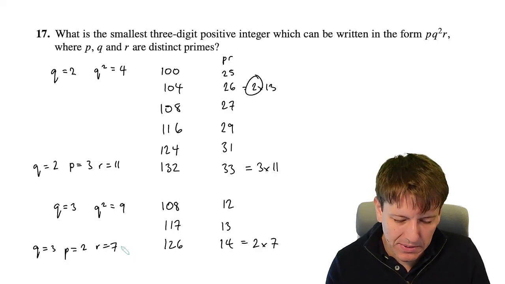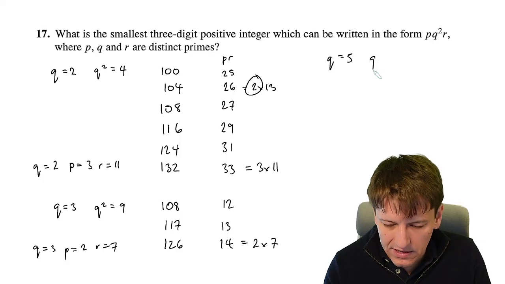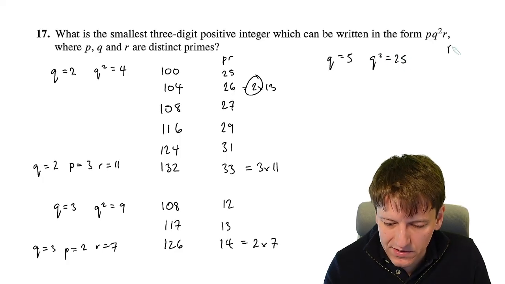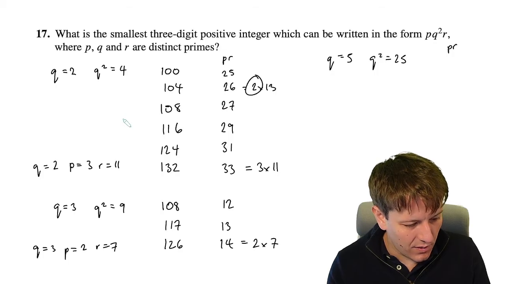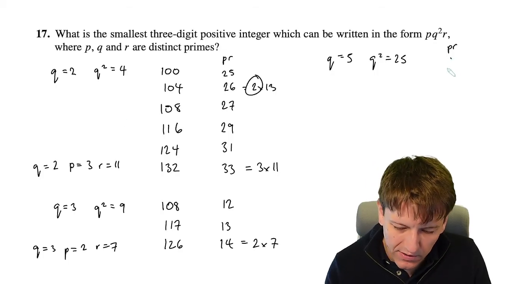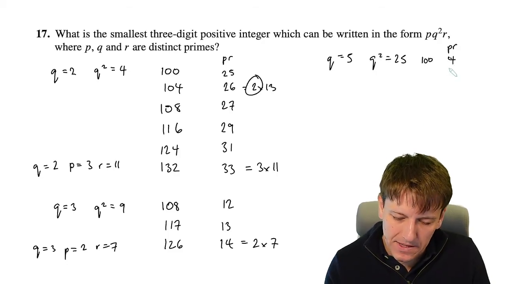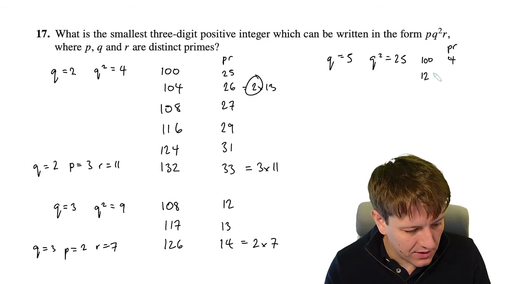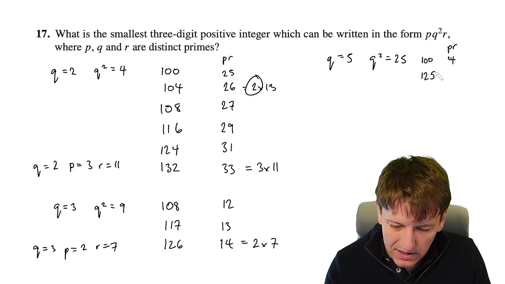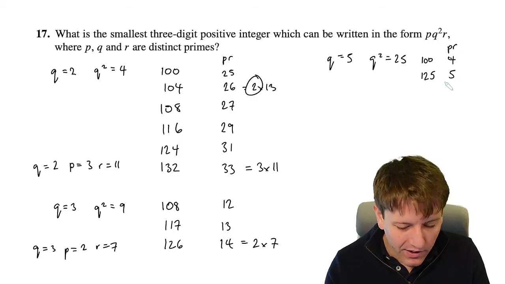What about, now can we do any better with larger values of Q? Well, if Q is 5, then Q squared is 25, and so PR, I'm going to be left with 4 for 100, which is the first one, right? So PR is 4. That doesn't work. And now the next one takes me to 125. Then P times R would have to be 5, and that can't work.